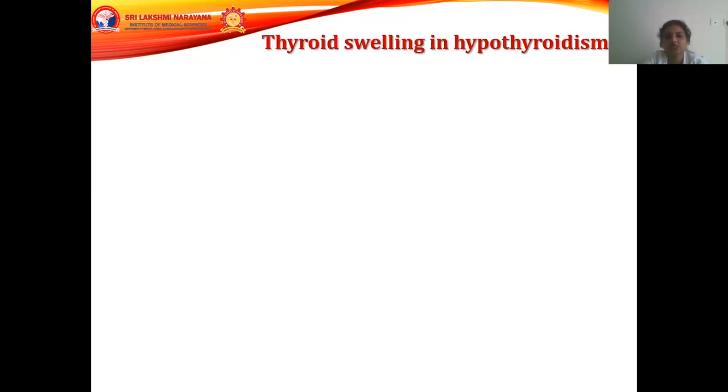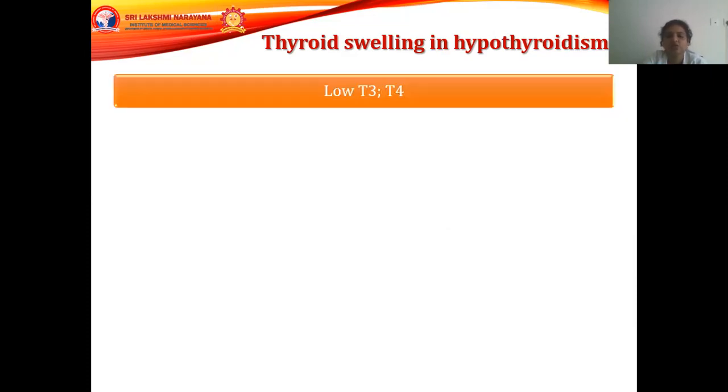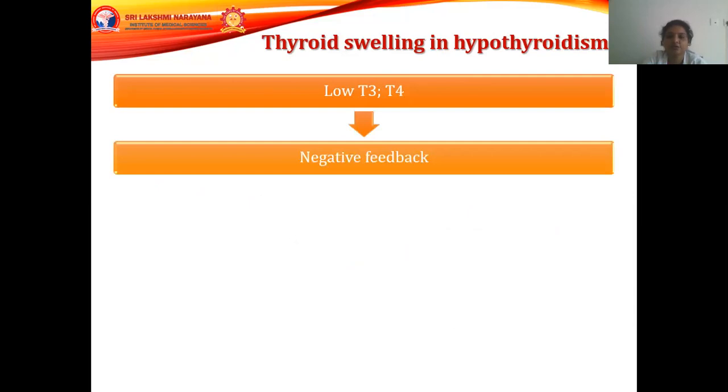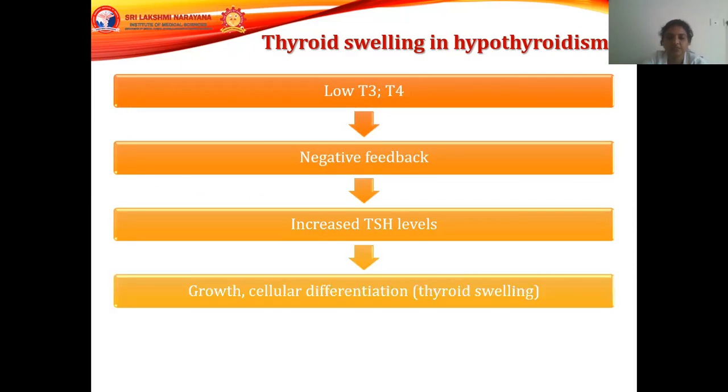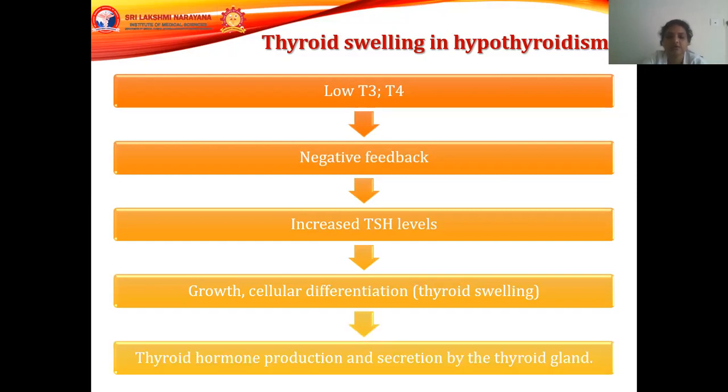Next, what is the reason for the thyroid swelling in hypothyroidism? When there are low levels of T3 and T4, the negative feedback mechanism actually causes an increase in the TSH production. And this is going to cause the growth and cellular differentiation of the thyroid, and hence the thyroid hormone production and the secretion of the thyroid gland has to increase. So this ultimately leads to an enlarged gland. So that's why there is thyroid swelling in hypothyroidism.